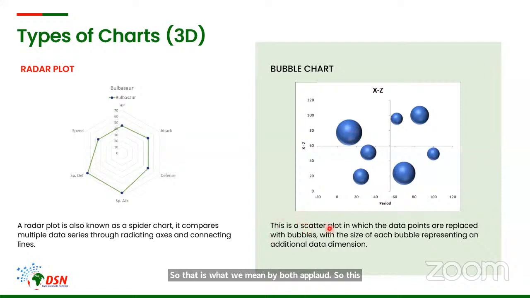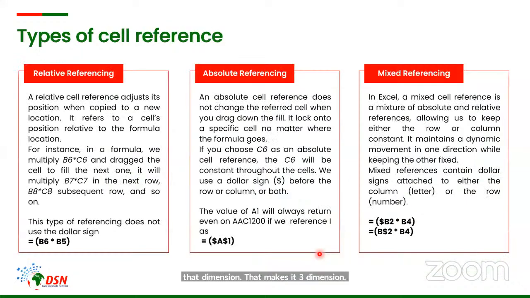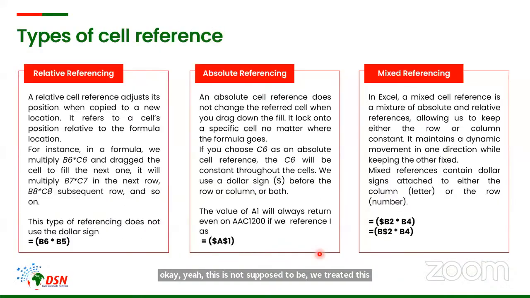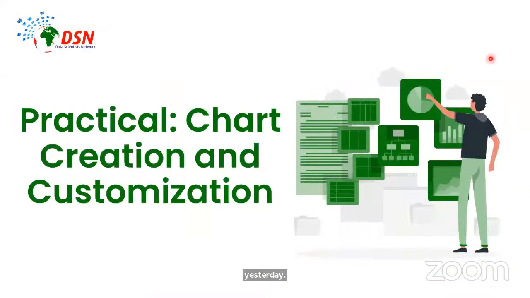So this is a scatter plot in which data points are replaced with bubbles, with the size of each bubble representing another data dimension. That makes it 3-dimension data. So, okay, this is not supposed to be here. We treated this yesterday. So basically, those are the types of charts that we are looking at.